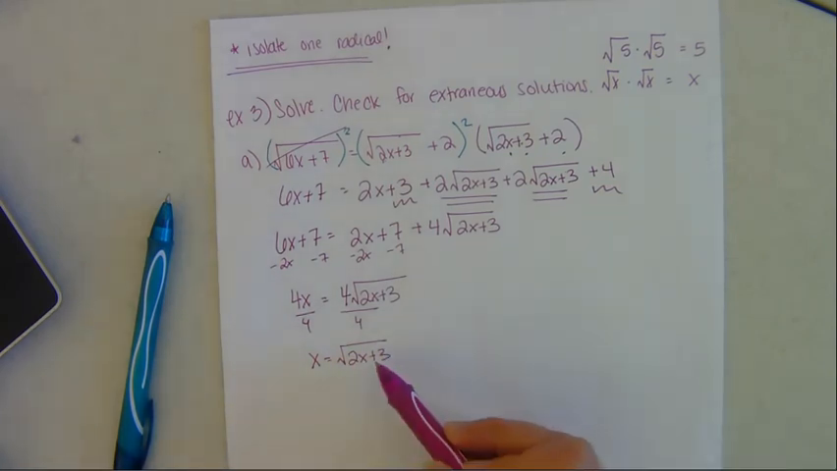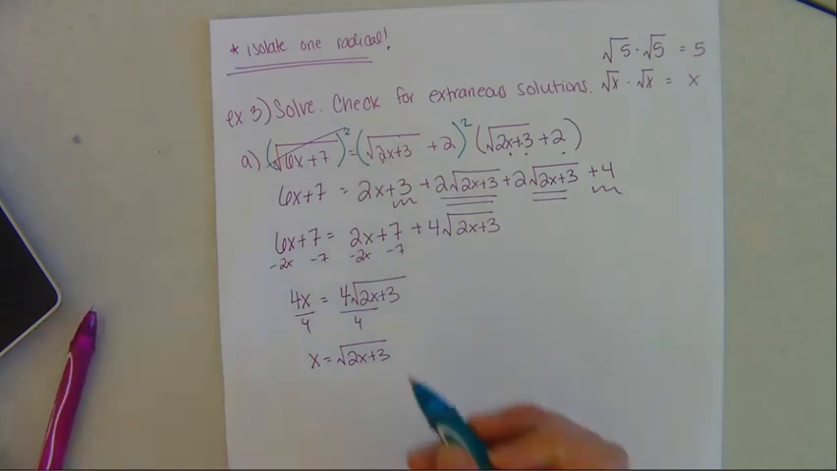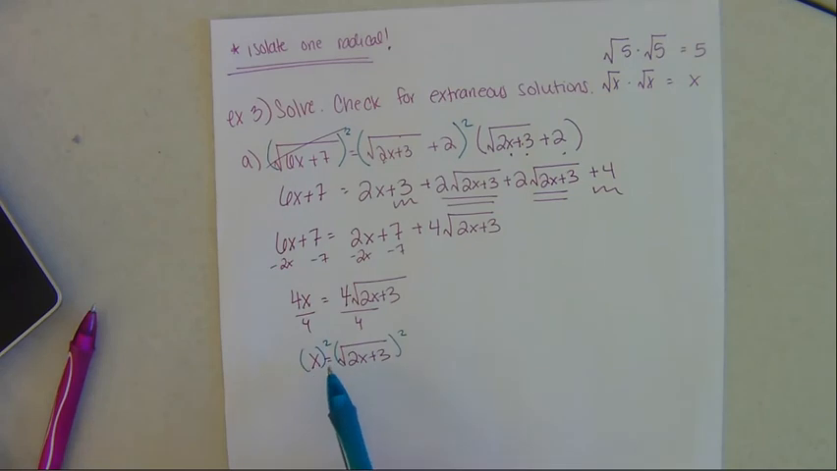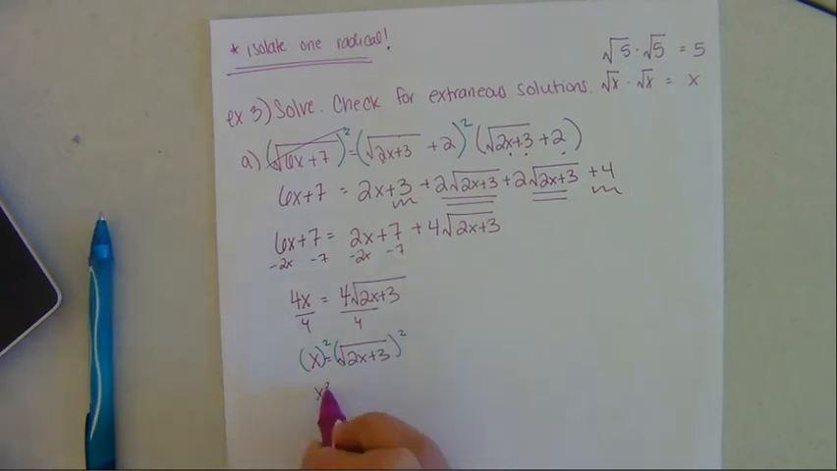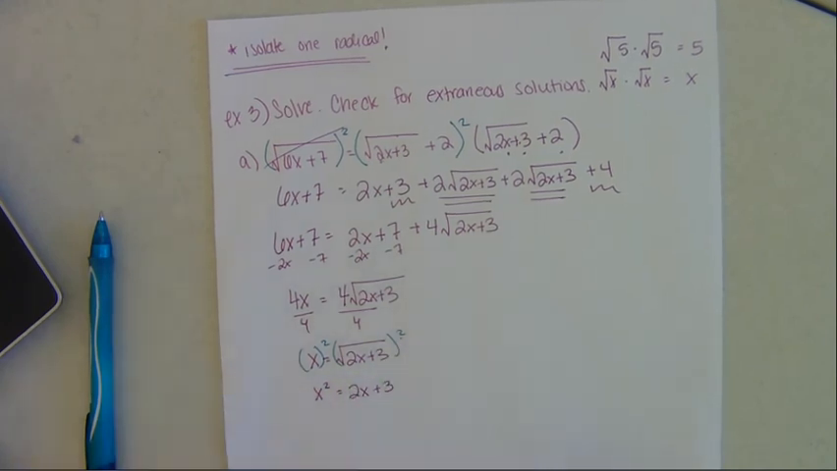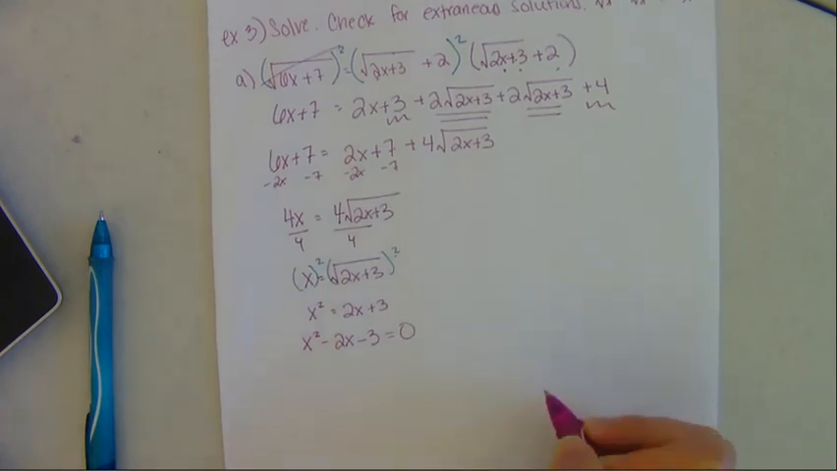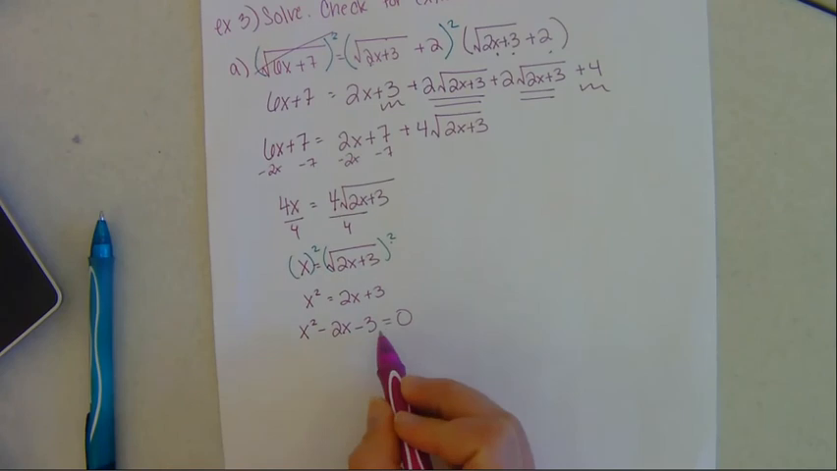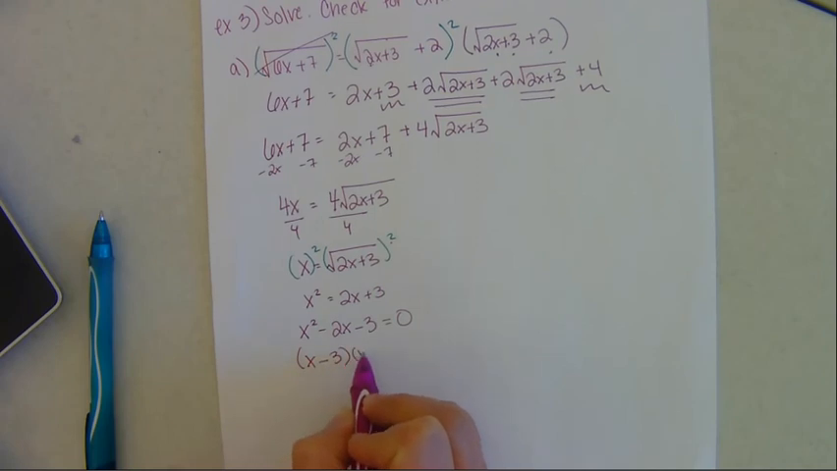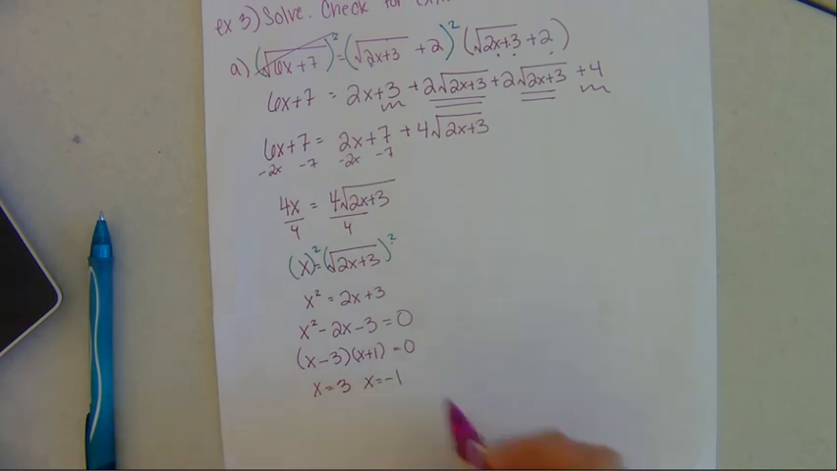So now that I've gotten this radical by itself, I can get rid of it by squaring each side. And I lucked out because when I squared this side over here, it's just an x that has to become squared. So now I have x squared equals 2x plus 3, because when I squared my radical, that canceled out. So now I'm creating this quadratic equation. So I have x squared minus 2x minus 3 equals 0. So I'm going to factor this. Find those numbers that multiply to be negative 3 and add up to be negative 2. So negative 3, positive 1. So this tells me that x equals 3 and that x equals negative 1.